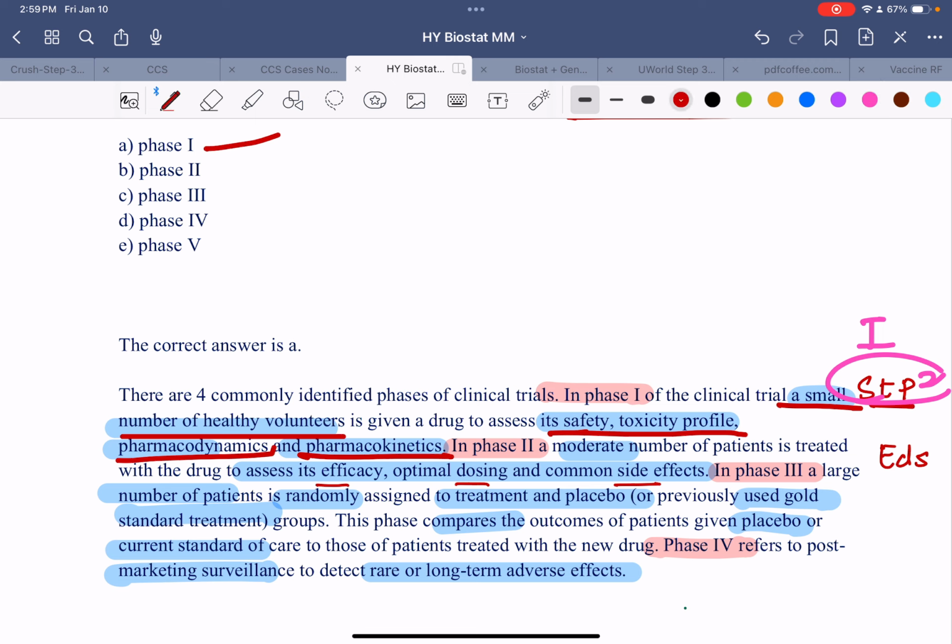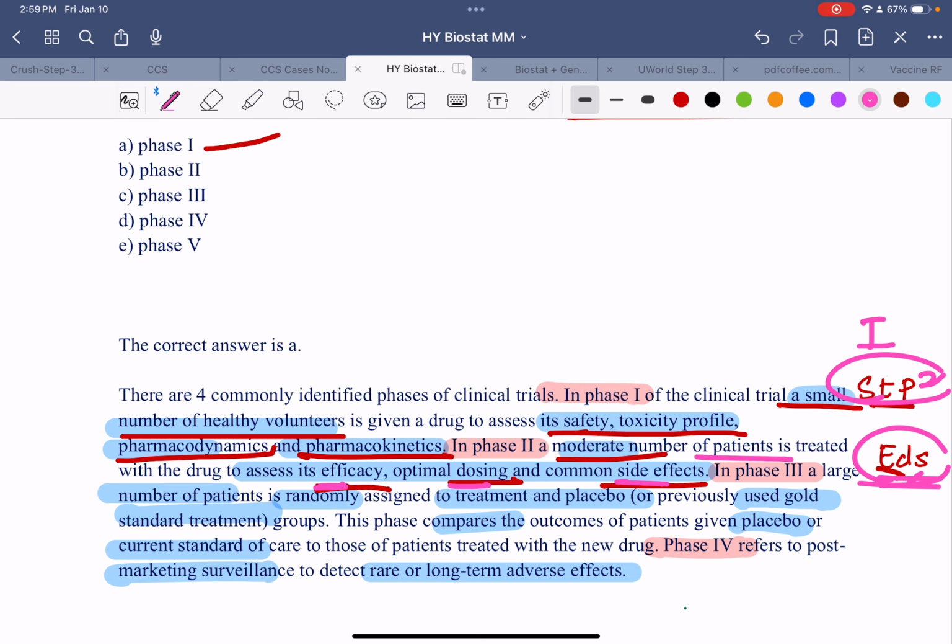But what if they say that we are testing a moderate number of patients and we are finding out the drug efficacy, its dosing, and side effects? I call it EDS, right? Like Ehlers-Danlos, you can remember EDS. And with the EDS, efficacy, dosing, and side effects on a moderate number of patients would be phase 2.